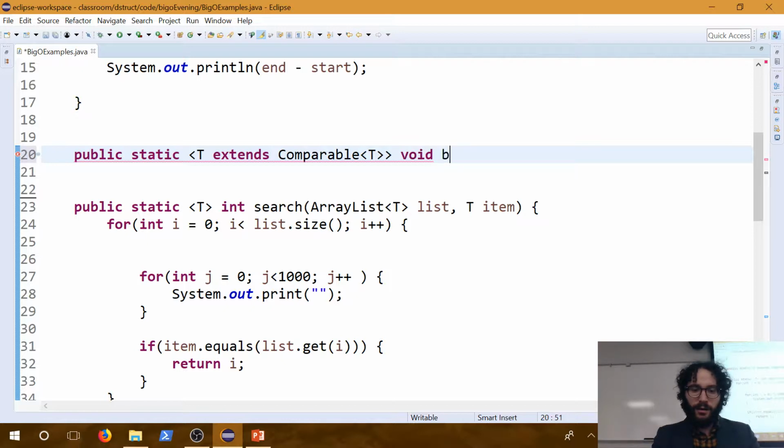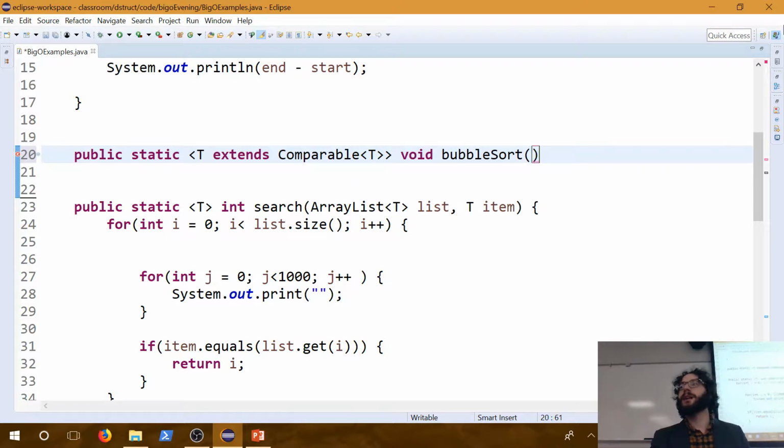Void bubble sort. We're going to go over bubble sort. How many of you haven't gone over bubble sort before? Okay, a couple of you. That's fine. Bubble sort is typically your first sorting algorithm. It's not a bad one. It's not terrible. It's not selection sort, which is utterly terrible.